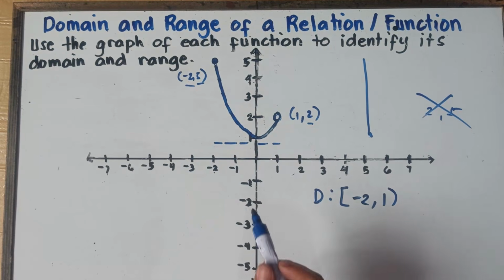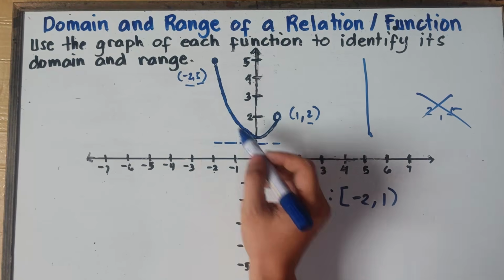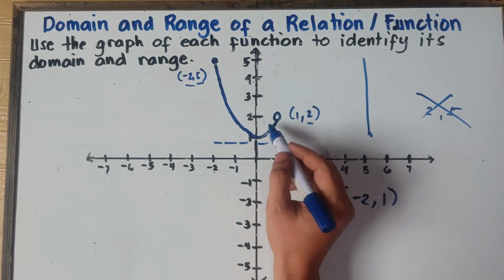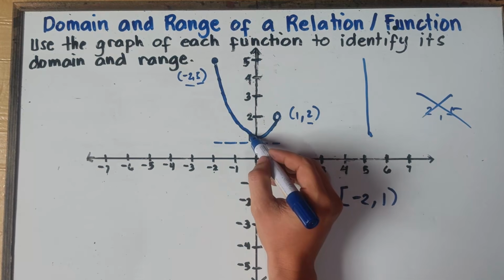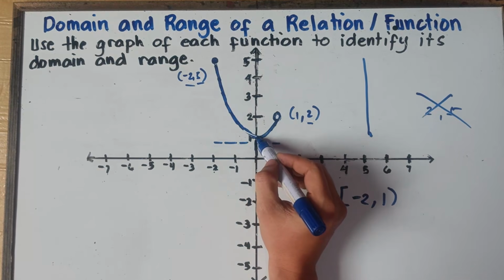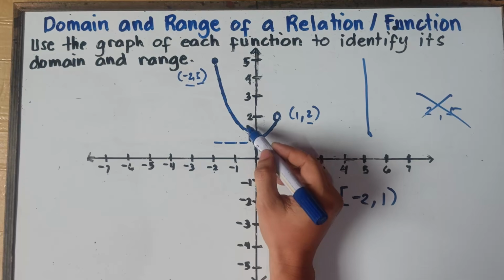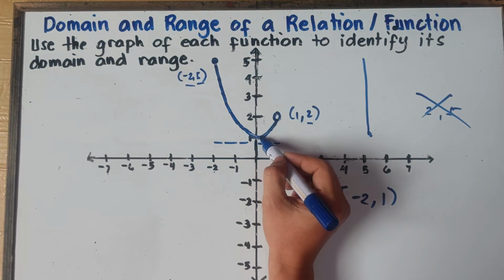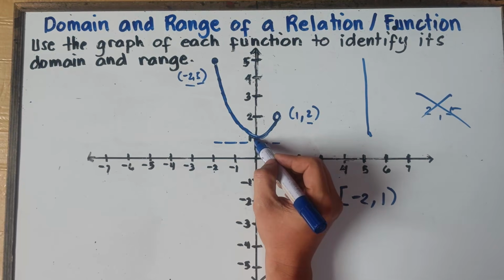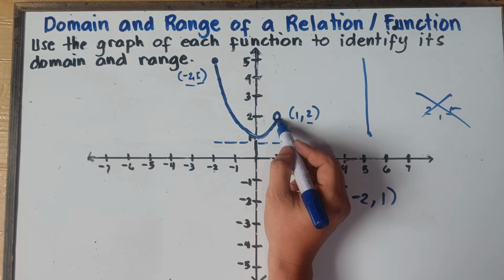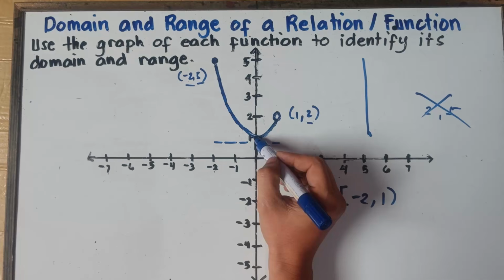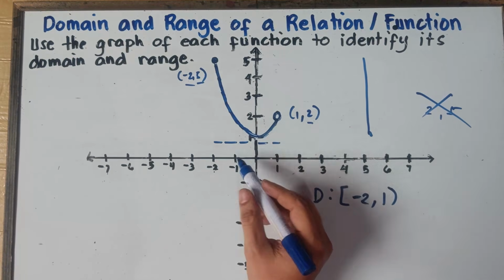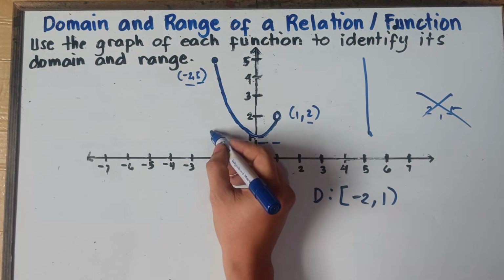Remember this one, class, with regards to the graph, the curve is included. This one right here is included. So therefore, you start with 1. Do not start with 2, class. Once again, the curve right here, this one right here, is included. Therefore, the range, the vertical distance, is this one right here.